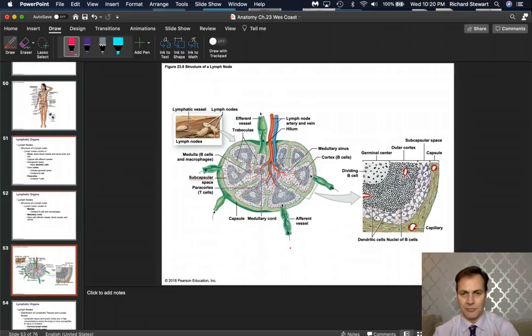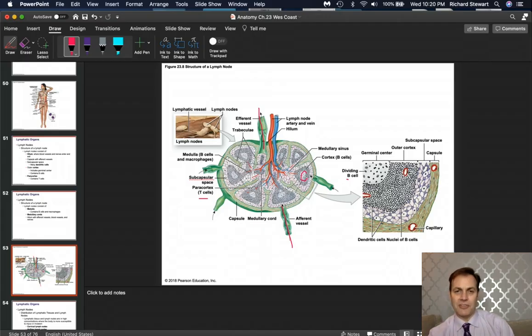So I need you to understand something. Our afferent vessels bring lymphatic fluid and add it to the lymph node. The efferent vessel takes the lymphatic fluid away. Remember, our lymphatic fluid could have some pathogens in it. So when it gets in here, in the medulla, we're going to have a lot of T cells, and then we can have B cells. The germinal layer is going to be this area inside.